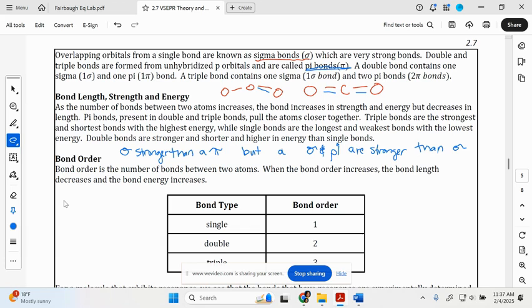Oxygen-carbon. Right, this is stronger, because the bond order here is 2. The bond order here is only 1.5. In reality, this is a 1.5 bond, and this is a 1.5 bond. It's not really a 1 and a 2, because resonance would exist here. We could draw this with the double bond being over here.